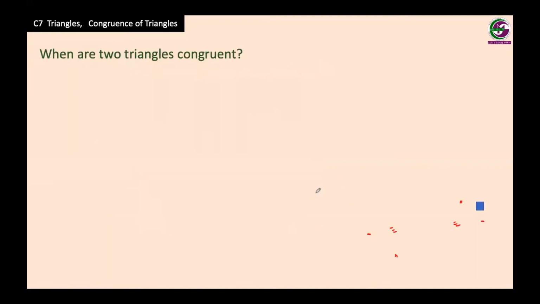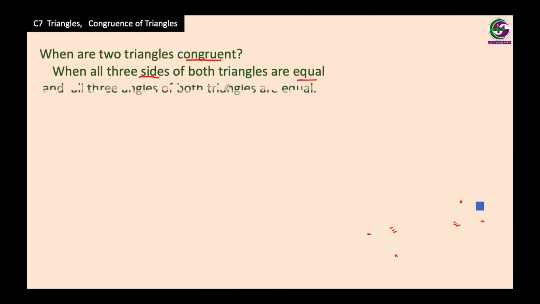Let us see more examples. When can you say that two triangles are congruent? From the definition of congruence, two triangles are congruent if they have the same size and shape. Size of a triangle is measured using the sides of the triangle, and shape of the triangle is defined using the angles of the triangle. So we can say two triangles are congruent if all the three sides of both the triangles are equal and all the three angles of both the triangles are equal.